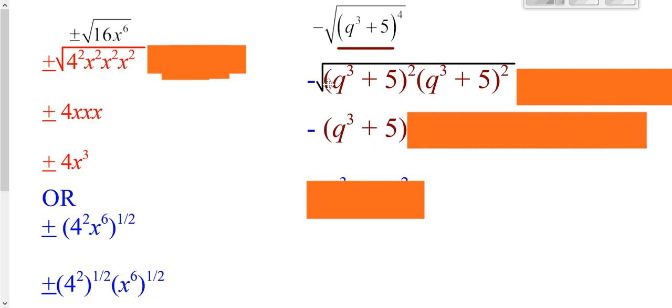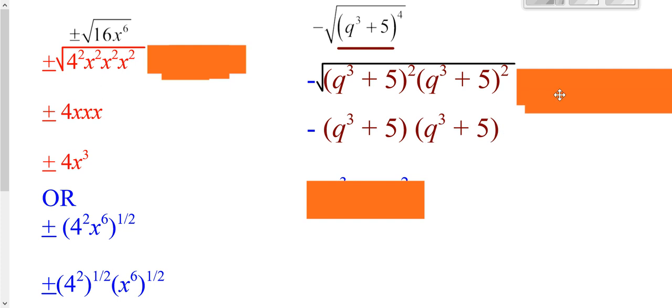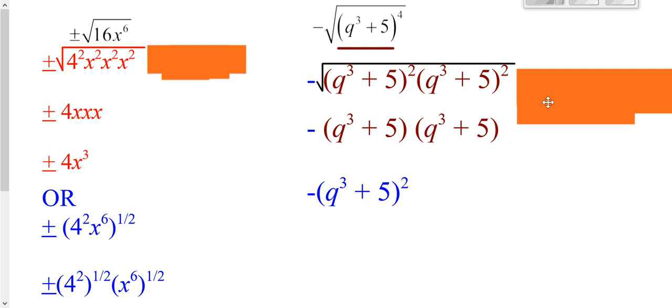Same idea here. The square root is going to cancel out my squaring, leaving me with a q cubed plus 5. Well, a q cubed plus 5 times a q cubed plus 5 we could write as a q cubed plus 5 all squared.